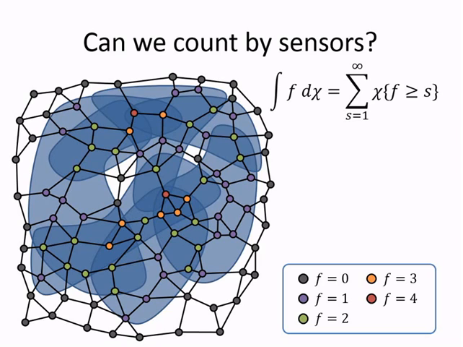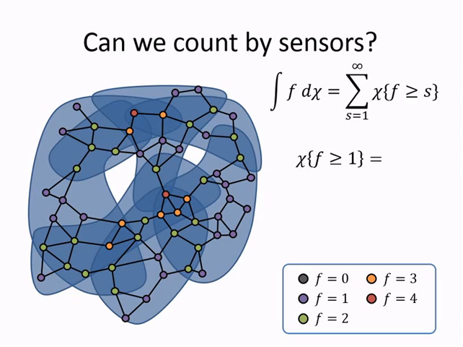So the question is, can we compute the Euler integral if we know only the values on this network of sensors? Well, let's get started. We want to find the Euler characteristic of the set on which the function is at least one. Well, that's the network of sensors that are counting at least one thing.